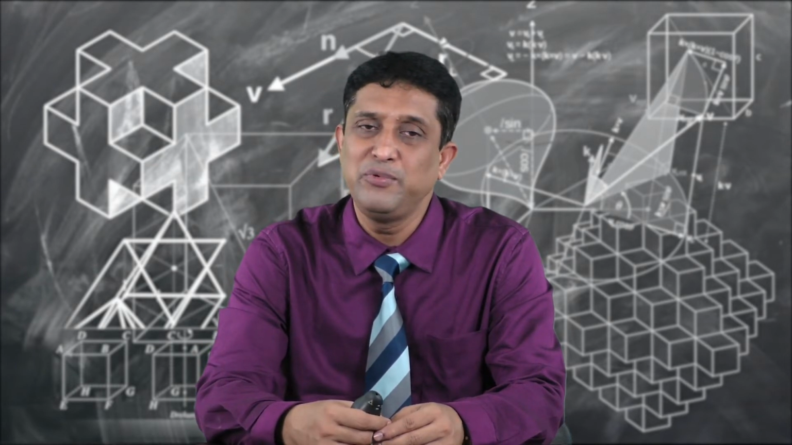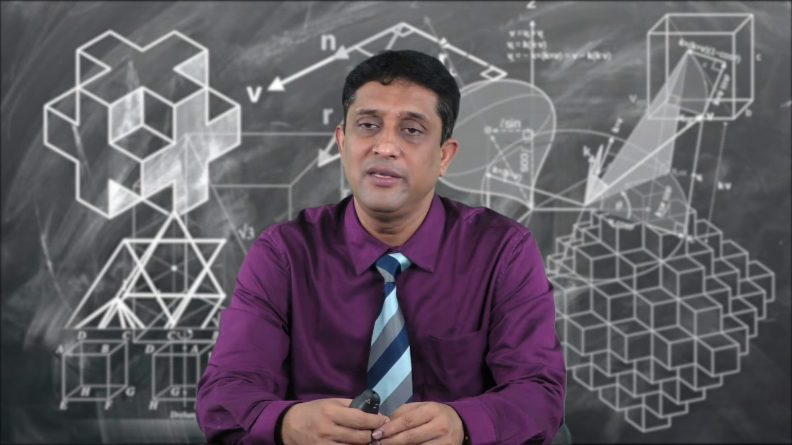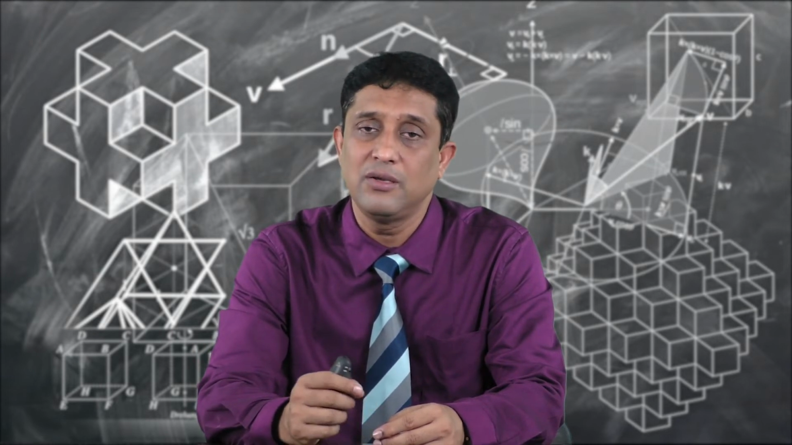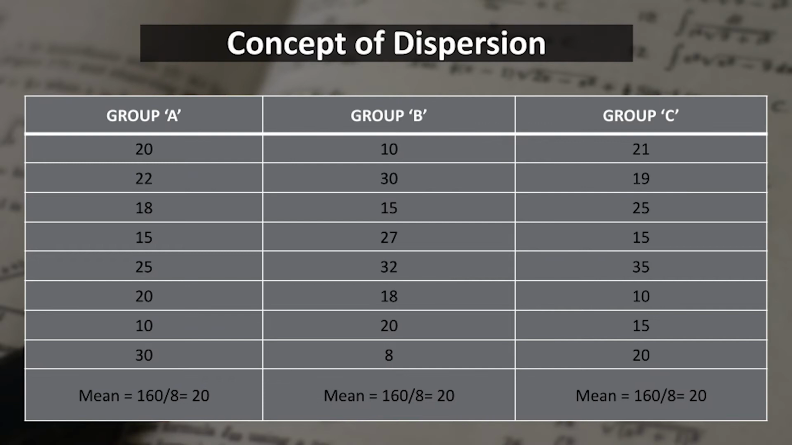Now let me give one example. I think this example will make it easy to understand the concept of dispersion. Here look at the data of three groups. So here n is 8. It means a total of 8 students are there in 3 different groups: group A, group B and group C. In group A 8 students are there, in group B 8 students, and group C also 8 students.